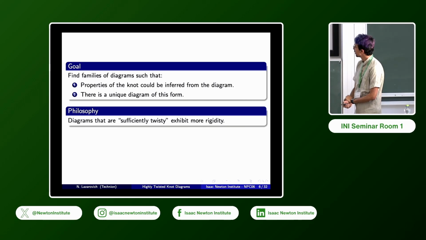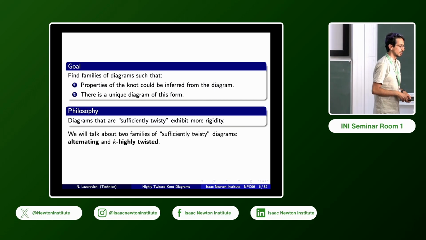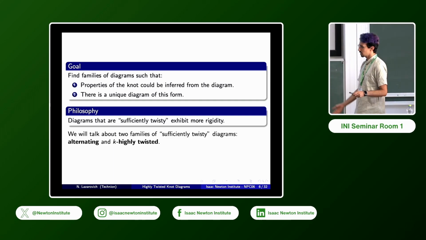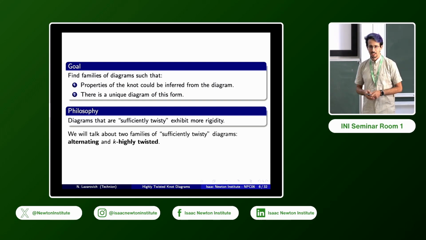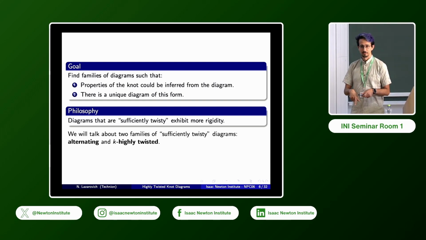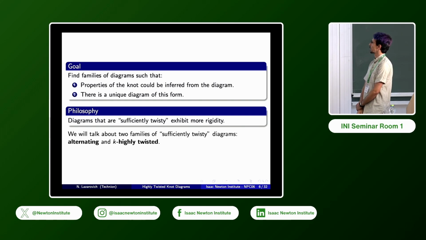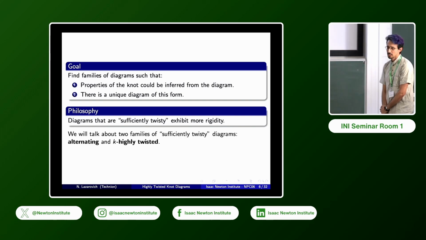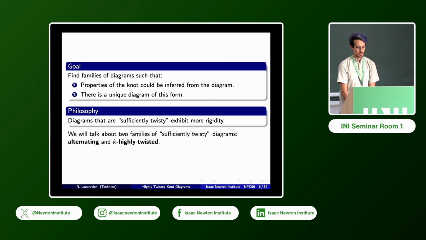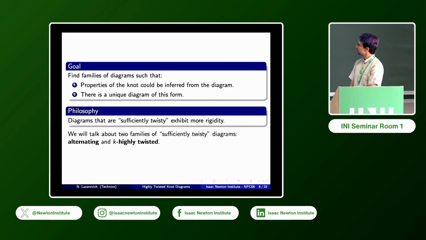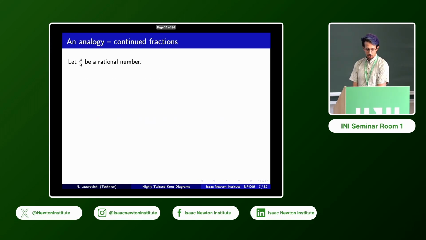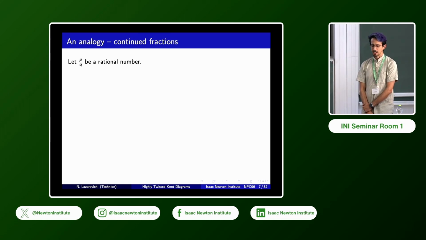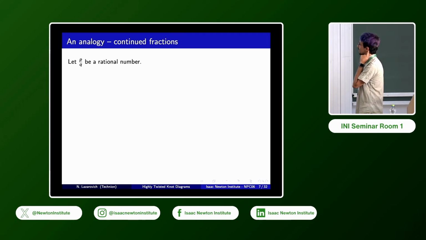Okay, so we'll talk about two kinds of sufficiently twisty diagrams. One of them is very classical: alternating knots. This dates back to Tate, who was actually in Cambridge for some time. And the other is K highly twisted. Okay, good. So maybe before we go to knots, let's just do some analogy to get a sense of what we're after. The analogy will seem kind of stupid.